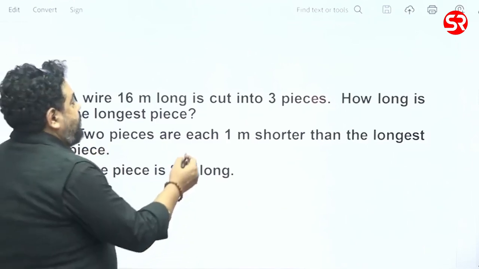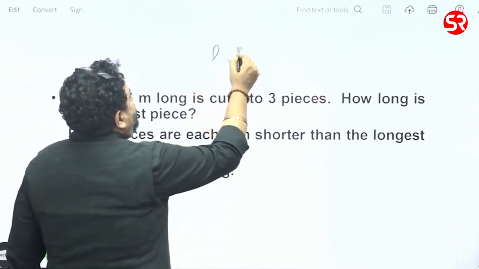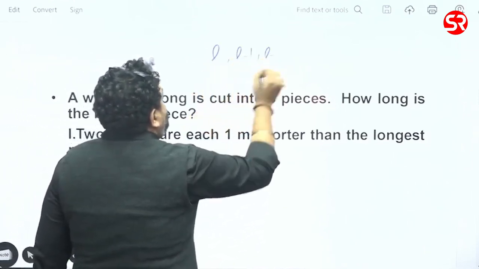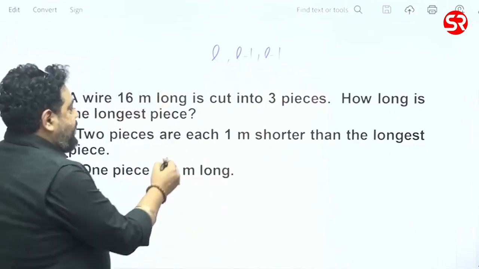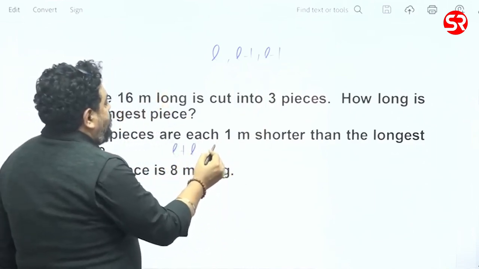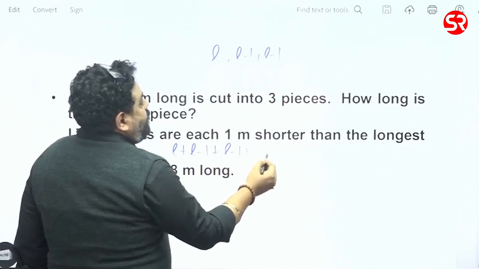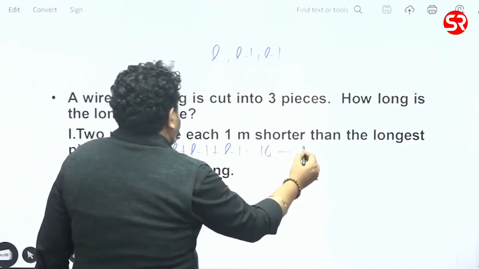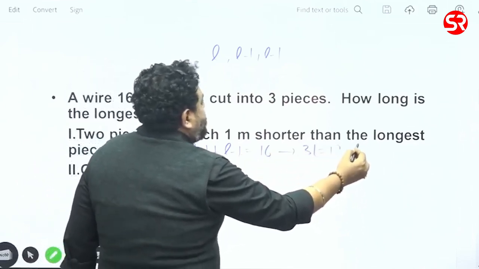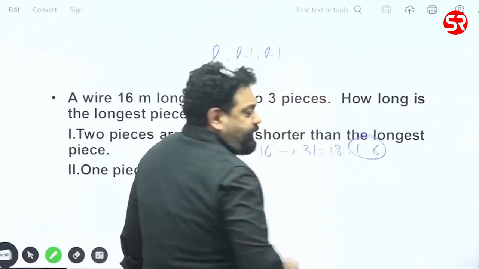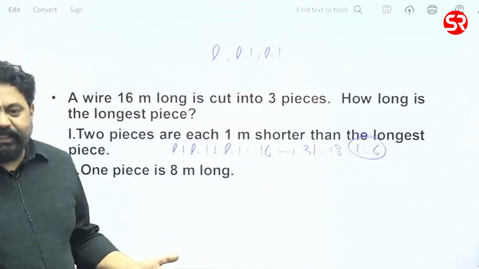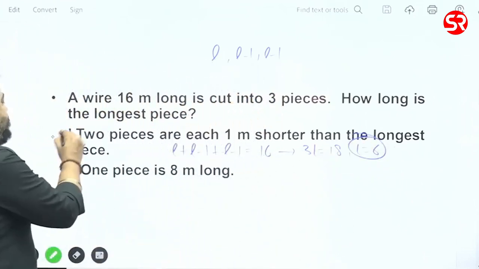So if the longest piece is L, बाकी 2 pieces हो गए L minus 1, L minus 1, which means L plus L minus 1 plus L minus 1 is equal to how much? 16, which gives you 3L is equal to 18, which means L is equal to 6. So yes, longest part would be 6. So first is giving you answer.